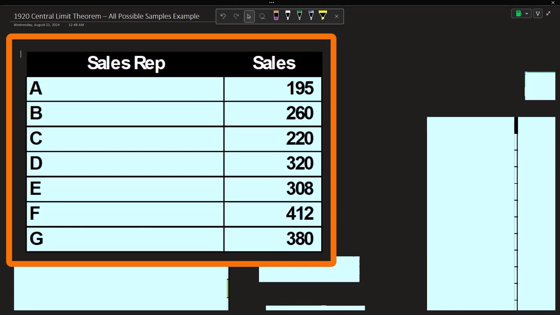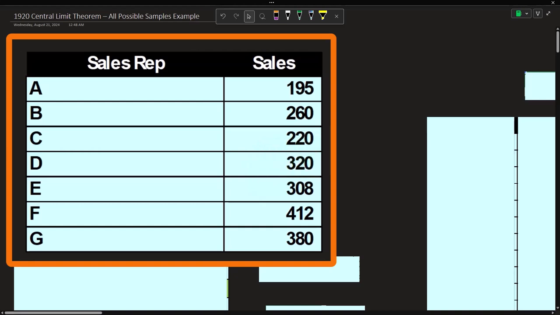However, if we took the population and then thought about all possible combinations of the samples and took the mean of all possible combinations, that distribution might tend towards more of a bell-shaped curve according to the central limit theorem, even though the population itself does not. That's going to be one of the core concepts that we want to keep in mind.